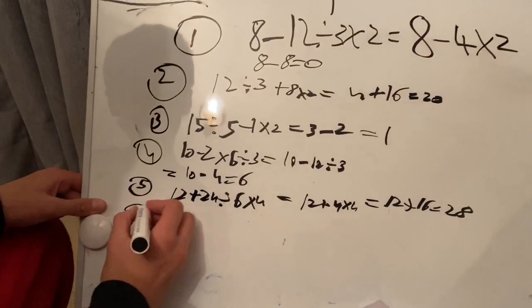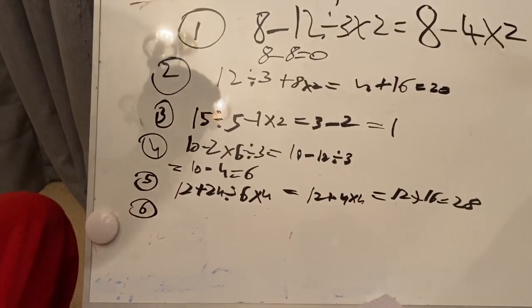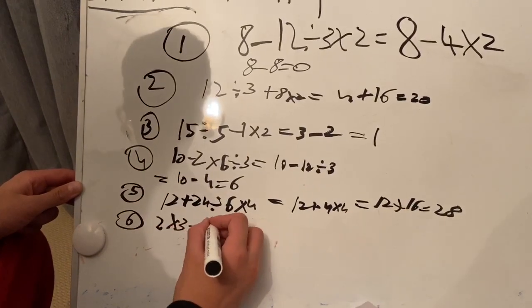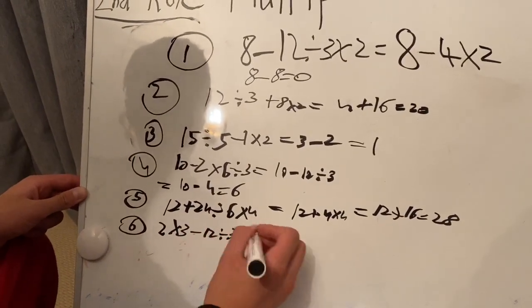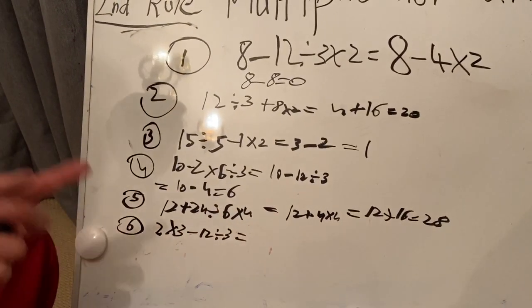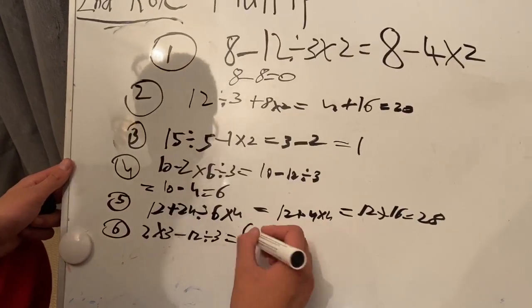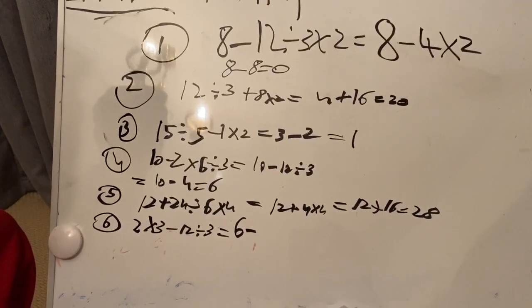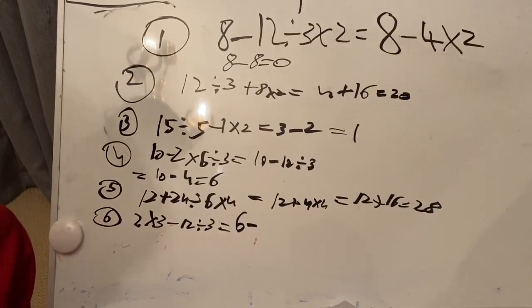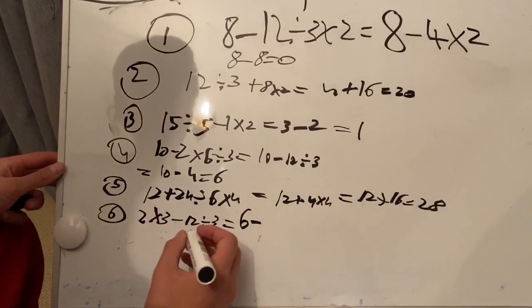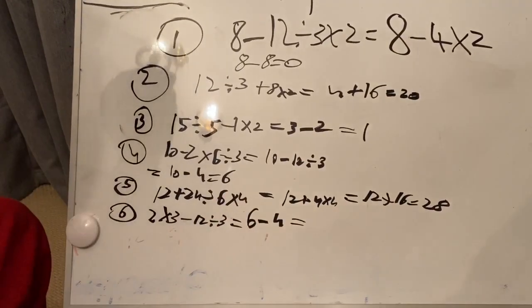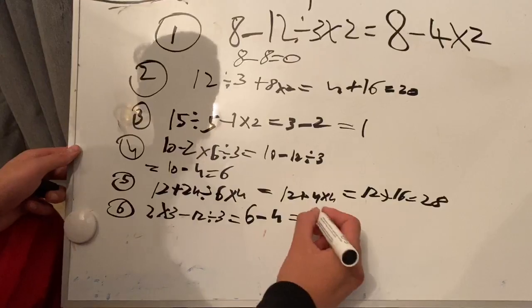Okay, the last example that I'm going to teach you is this question: 2 times 3 minus 12 divided by 3. 2 times 3 is 6, so 6. Minus is going to stay the same because multiplication and division come before subtraction and addition. So 12 divided by 3 is 4. 6 minus 4 is 2. So this is our answer.